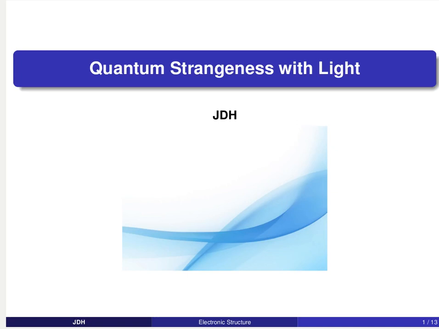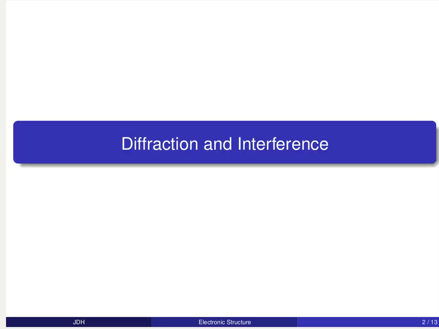Now that we have some familiarity with the properties of light and wave-like phenomena, we're going to turn our attention to the quantum mechanical behavior of light. To set the stage for this exploration, we're going to explore two related concepts that are directly related to wave-like behavior, namely diffraction and interference.